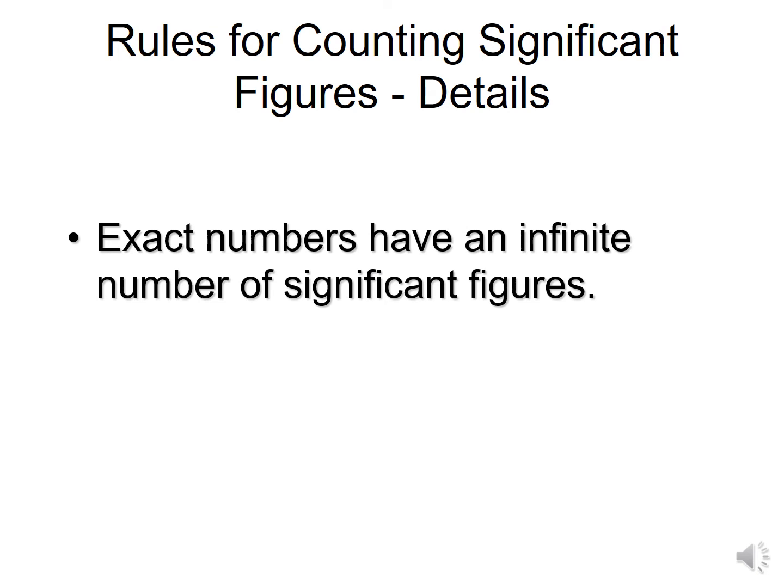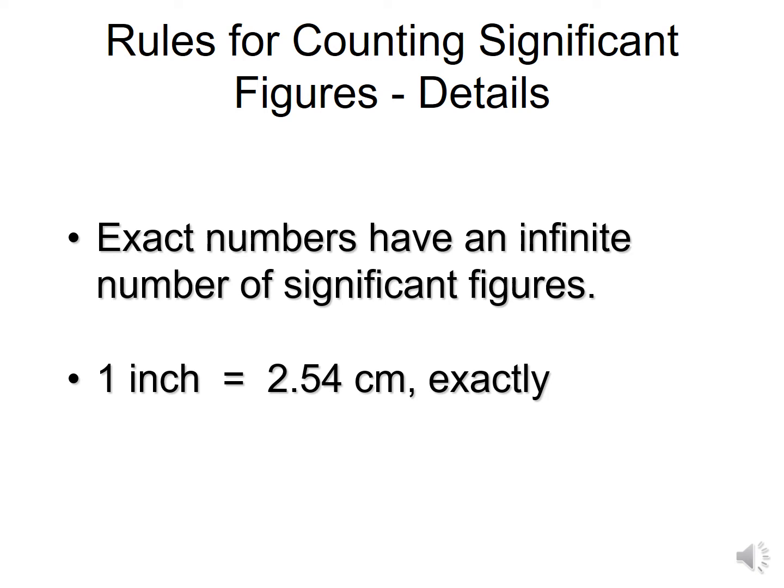Exact numbers have an infinite number of significant figures. How do we get exact numbers? We said all measurements have a certain degree of uncertainty. That's true, but we do have definitions, for instance, 1 inch equals 2.54 centimeters exactly. That's by definition. It's been set to be this way. And when you have exact numbers, they do have an infinite number of significant figures, as we'll see shortly.